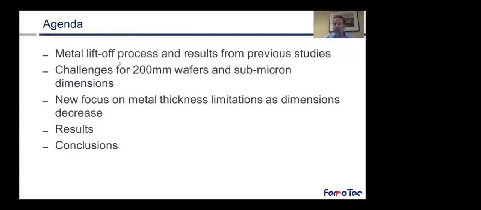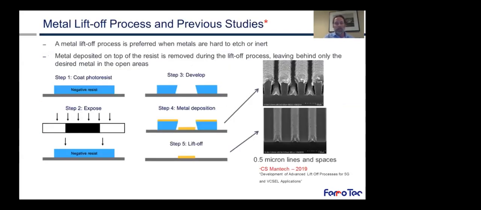First, talk about the metal liftoff process and some results from previous studies. Talk about the challenges for 200 millimeter wafers and submicron dimensions, with a new focus on metal thickness limitations as dimensions are decreased. Now, as the metal gets thinner and thinner, there's less and less metal to carry currents, and so there's a desire to make the metal thicker to try to counter that impact. We'll show the results of our work, and then talk about some conclusions.